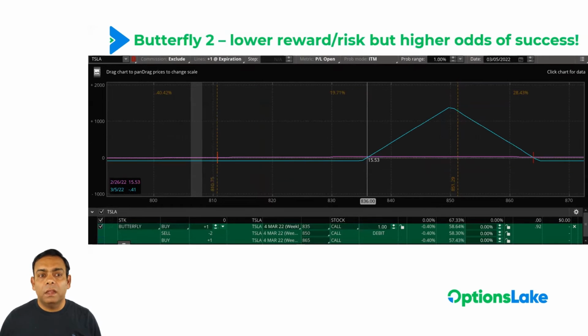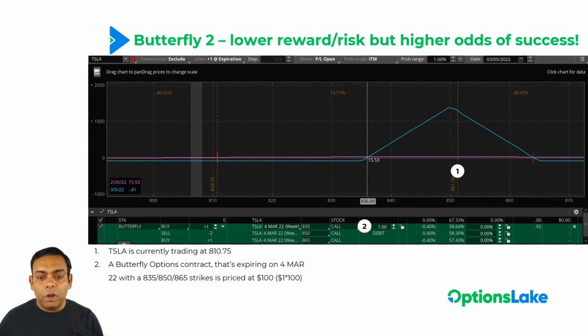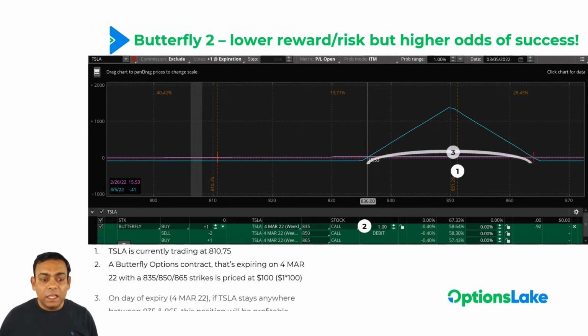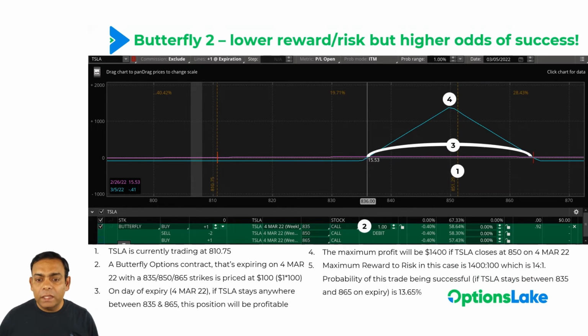Now let's look at the same strategy, but a different way of constructing it. This is a Tesla butterfly, but it's constructed with 835, 850, and 865 strikes, which means that this trade is going to be profitable as long as Tesla stays between 835 and 865, right? On the other hand, the maximum profit is 1400 at 850. So the maximum reward to risk ratio in this case is 14:1. But at the same time, the probability of this trade being successful is 13.65%.